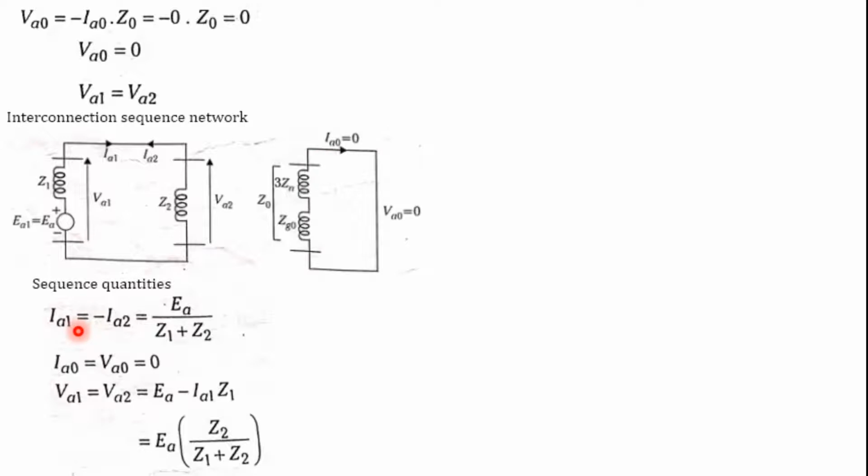We are interested in calculating the value of VA1. VA1 is equal to EA1, which is the same as EA, minus IA1 Z1. From this, VA1 is the same as VA2, equal to EA minus IA1 Z1. Substituting IA1, which is EA divided by Z1 plus Z2, after simplification we get EA multiplied by Z2 divided by Z1 plus Z2.